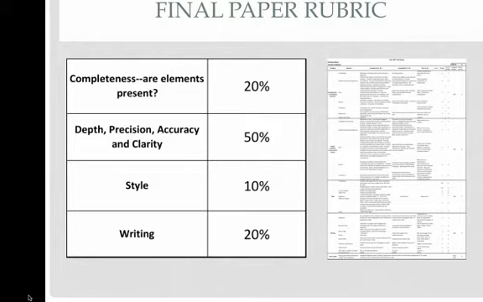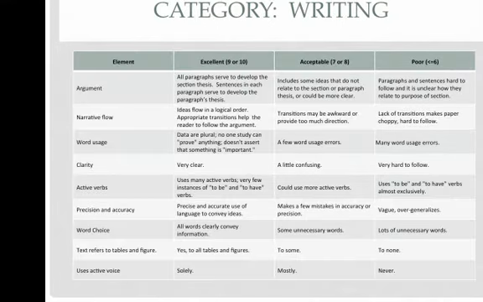So the writing, you can see down at the bottom, is worth 20%. And what we're going to talk about today is those 20%. It's over here in the final paper rubric, and this detailed rubric is on Learn, the writing part. I've reproduced it here. Argument and narrative flow, the first two things, will be covered in a later lecture. What I'm going to cover now is the rest of this stuff: word usage, clarity, active verbs, precision and accuracy, word choice, and active voice.